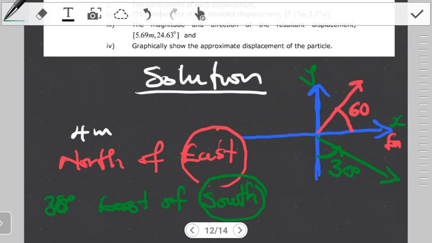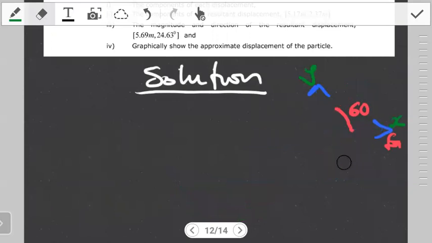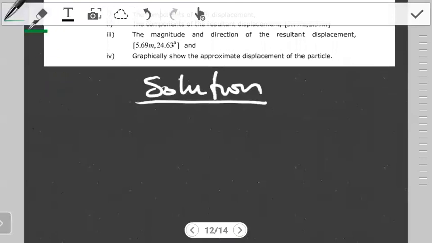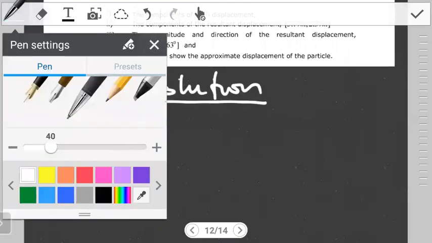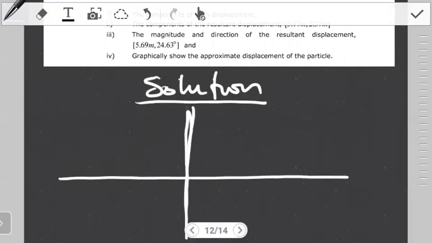Okay, now that we understand how that works, let's quickly see how we can use that knowledge to work out this particular question. Okay, so let's quickly draw our axis. So first, I want to present these vectors on the xy plane. So that's the y, that's the x. So these are axes.